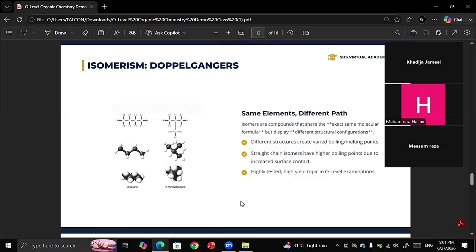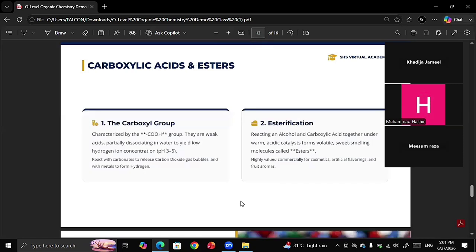Next are the carboxyl group and esters. The carboxyl group has an alcohol at the end, while esters are made when a carboxylic acid reacts with an alcohol. So esters are basically the product of carboxylic acid reactions. Carboxylic acids have a sour taste. All acids have a sour taste.